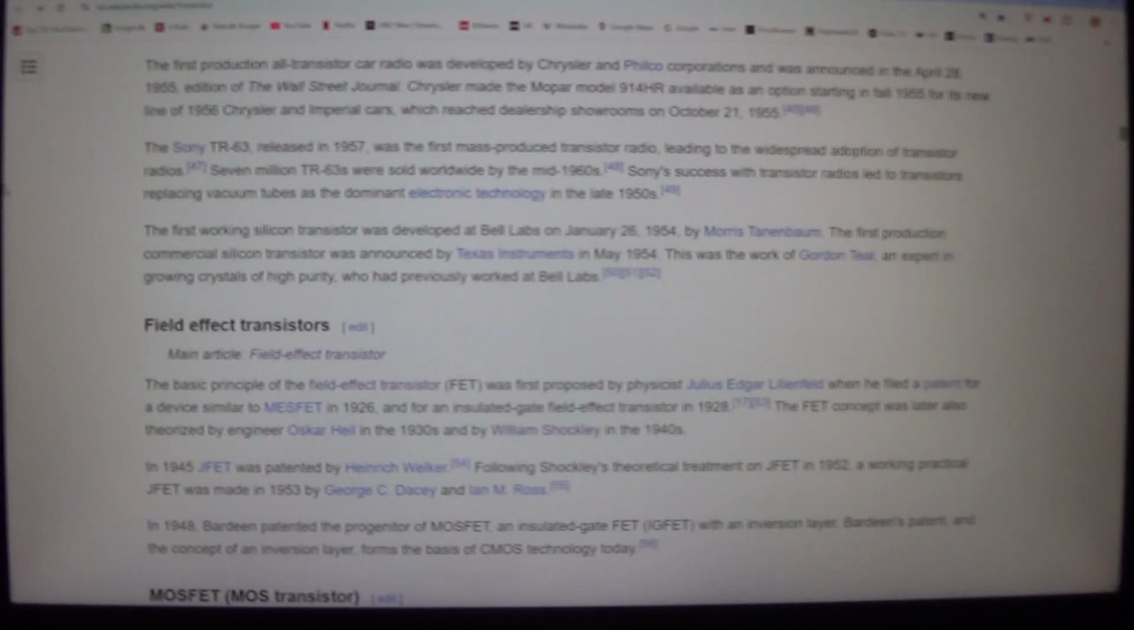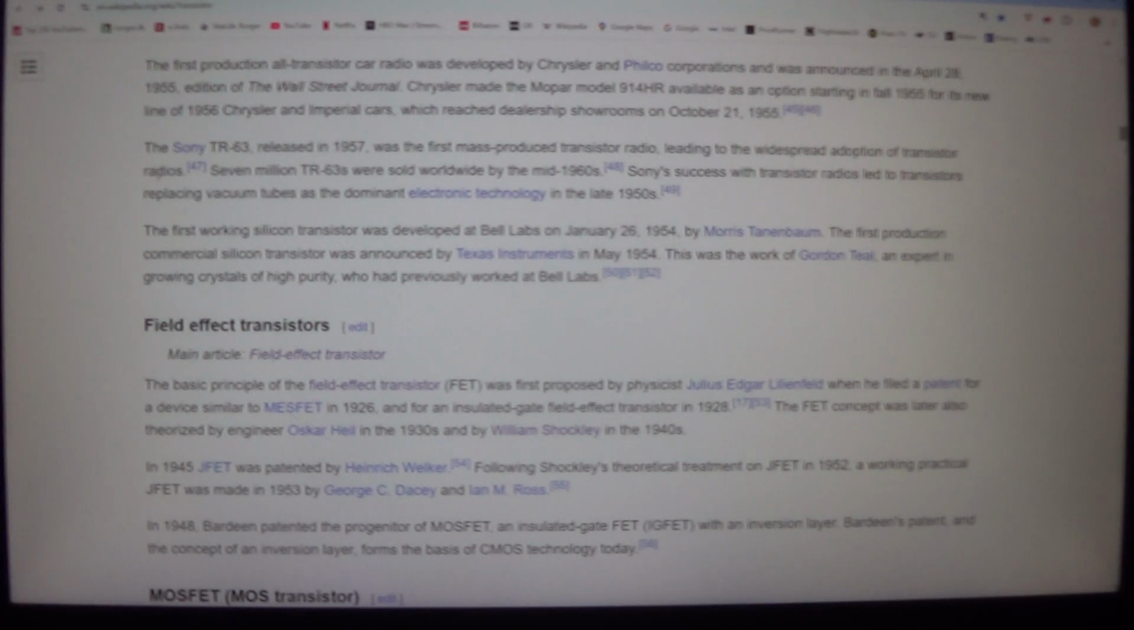The first production all-transistor car radio was developed by Chrysler and Philco corporations and was announced in the 28th of April, 1955, edition of the Wall Street Journal. Chrysler made the Mopar Model 914HR available as an option starting in fall 1955 for its new line of 1956 Chrysler and Imperial cars, which reached dealership showrooms on the 21st of October, 1955.